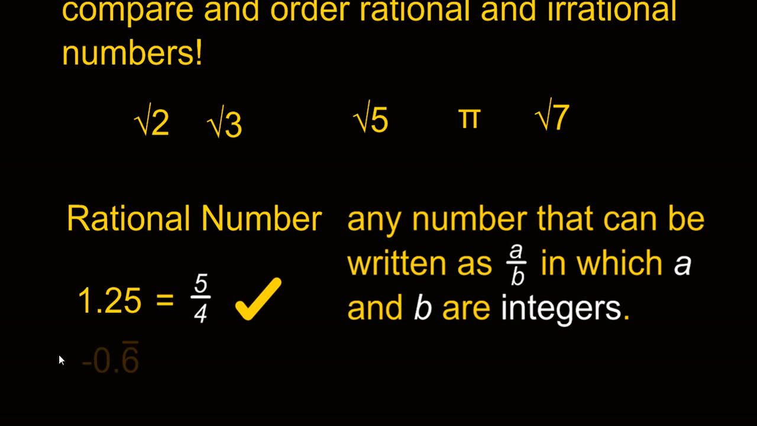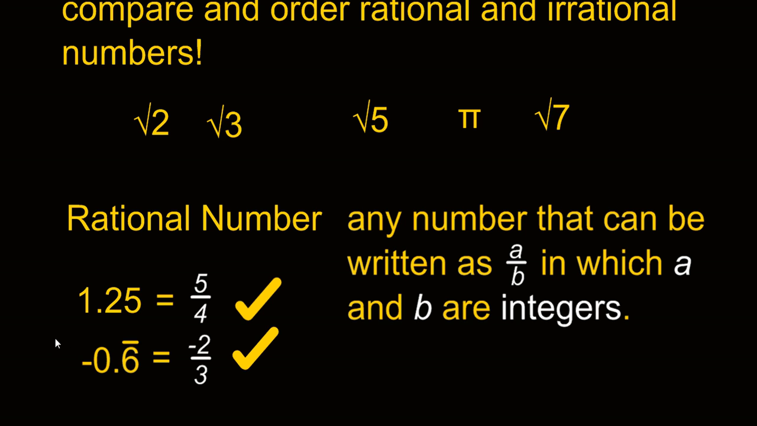Now, let's take a look at another one. Can this number be written as a over b in which a and b are integers? Is it a rational number? Now, oftentimes I've heard it mentioned that if it's a repeating decimal, it's not a rational number, and some people, I think, have misconceptions and don't quite understand the definition or what an actual rational number is. Because this can be written like this. Negative 2 over 3. Is negative 2 an integer? Is 3 an integer?